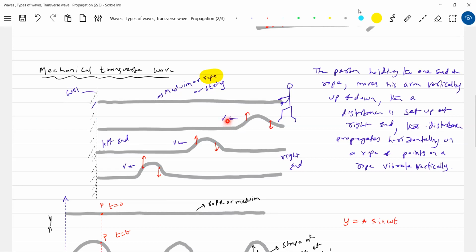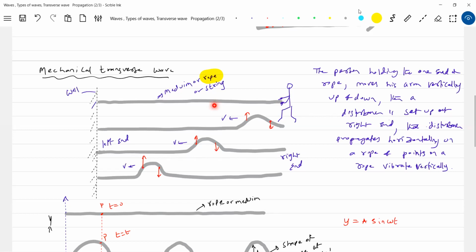The speed with which the disturbance propagates. Sir, what is a disturbance? See, I think by this time everyone knows disturbance. If I don't move my arm, all the points on the rope will lie on a horizontal line. They are happily staying at rest, or there's no disturbance. That's why all points are lying on a horizontal line. If I move my arm up and down, I'm disturbing these particles of the rope, no?